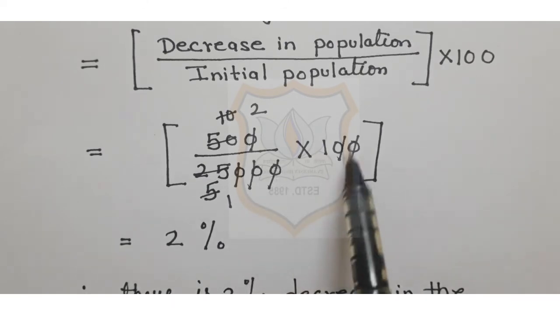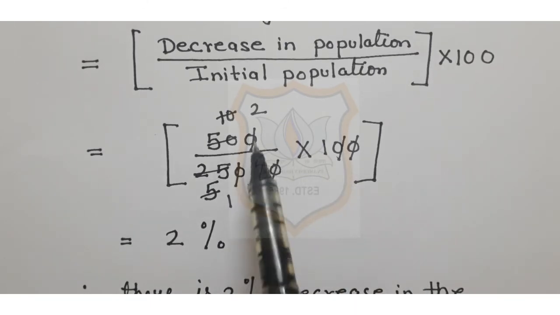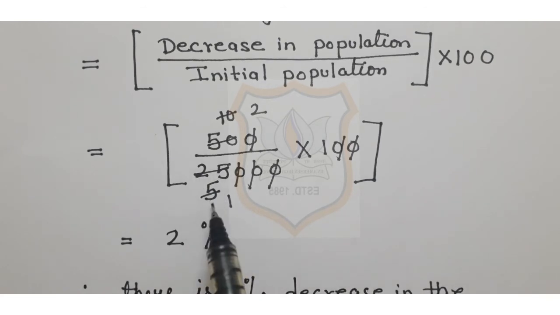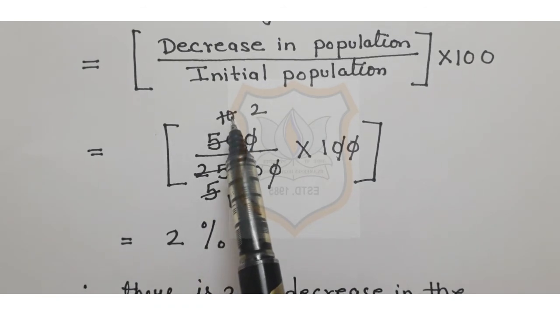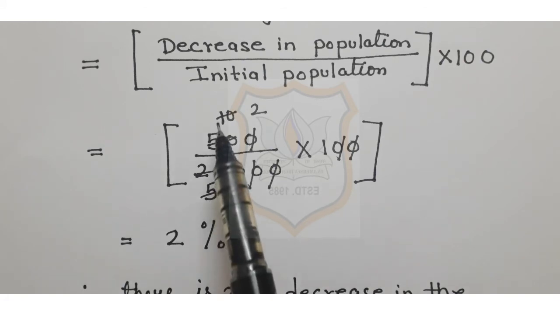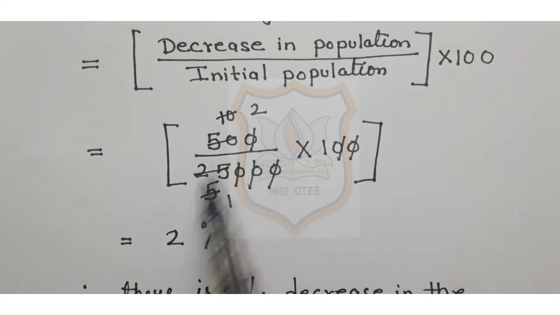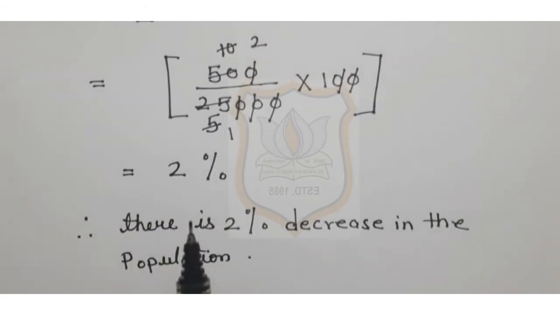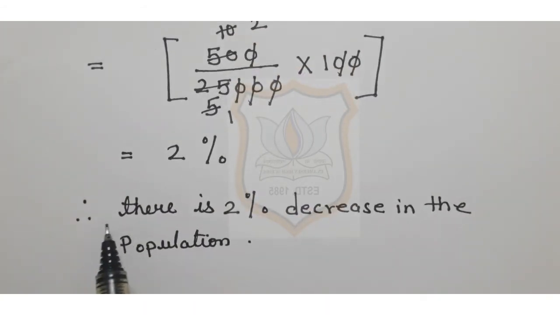0, 0, 0, 0 cancel. Again this 0 with 0 cancel. 5 5s are 25. 5 10s are 50. Again 5 1s are 5, and 5 2s are 10. Answer is 2%. So we can say that there is 2% decrease in the population.